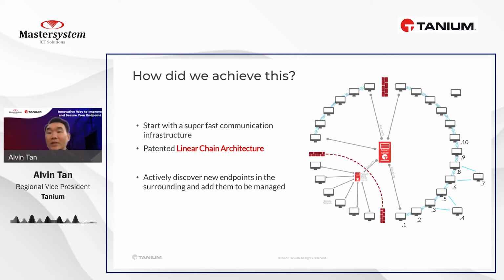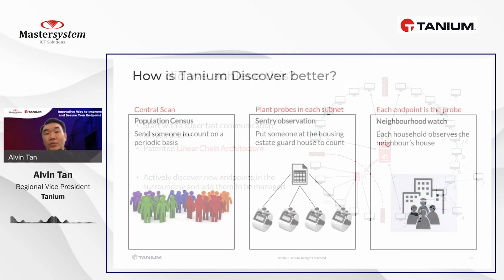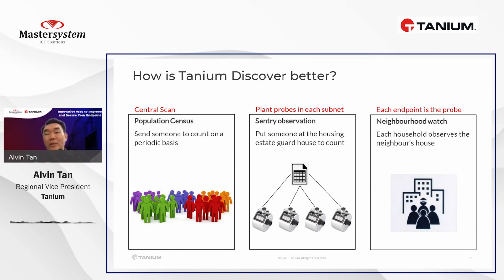So, okay, let's talk about why that discovery is important and how Tanium does it differently, right? When you try to discover, some solutions use a central scan. For a central scan, I call it a population census. You put an appliance in your network and then you try to find out who is there. But the issue is that the person may not be there all the time. If he's not in the network, or if he went to a different place, or he went home to work, he's missing, right? So you will miss the count. And when you try to do a central scan, you have to punch through firewalls. Sometimes the firewall will block your scan and you can't find it.